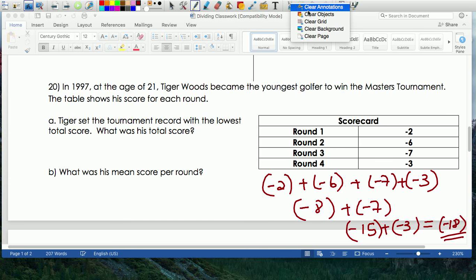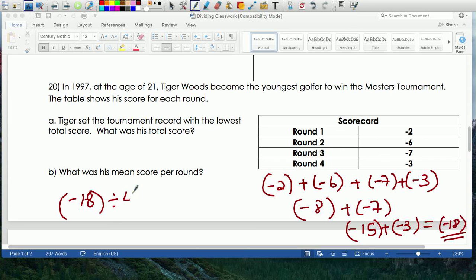And what was his mean? Well, I added all the numbers, right? And to find the mean, I'm going to take the negative 18 and I divide it by 1, 2, 3, 4. Okay, and 18 divided by 4, let's see, 18 divided by 4 is 4, 16, 2 left over. Add a decimal. 4 goes in 20, 4.5. So his score was negative 4.5 per round. Okay, that was his average.